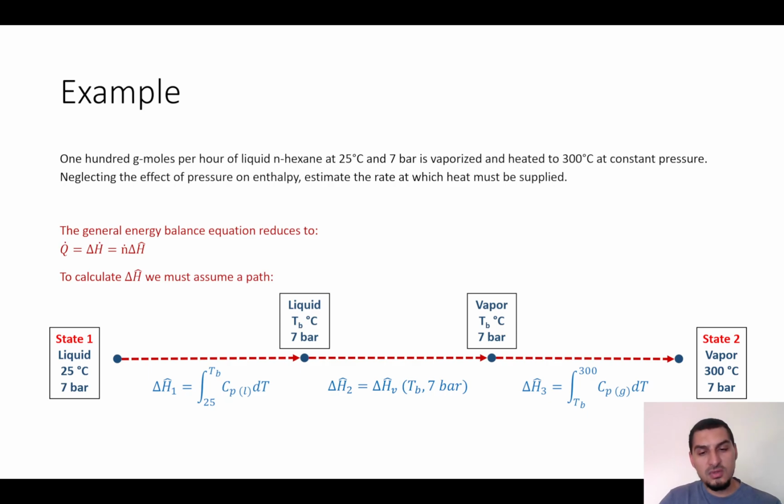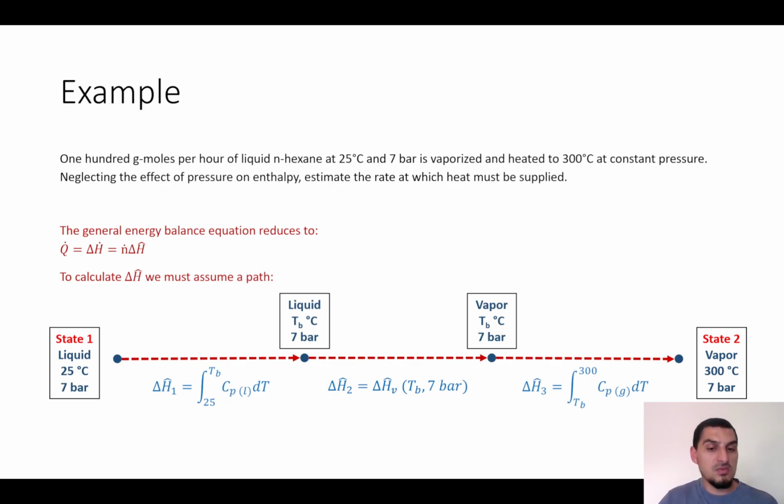We can go for the Antoine equation and calculate the saturation pressure as a function of temperature, and we will see what the temperature is when the saturation pressure is 7 bars. This is something we can calculate. So this is the first thing.